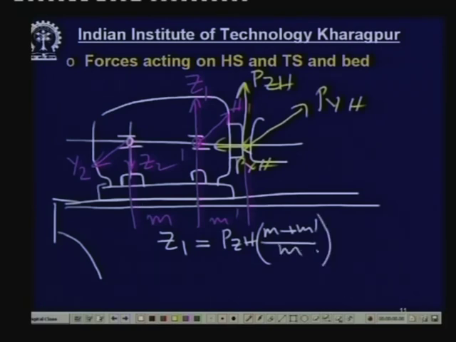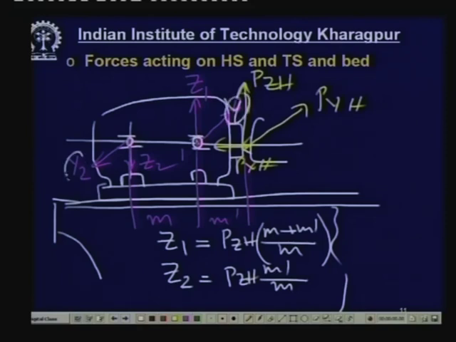This is P Z, Z 1. What is Z 2? Z 2 would be, you take momentum at this point, P Z H, that is this force into this distance M prime divided by this distance M. So, in this way you can determine Y 1 and Y 2.